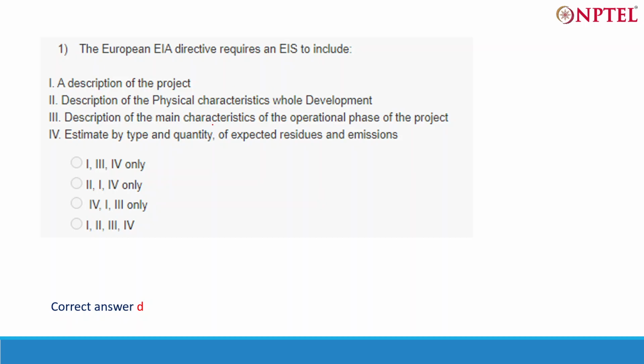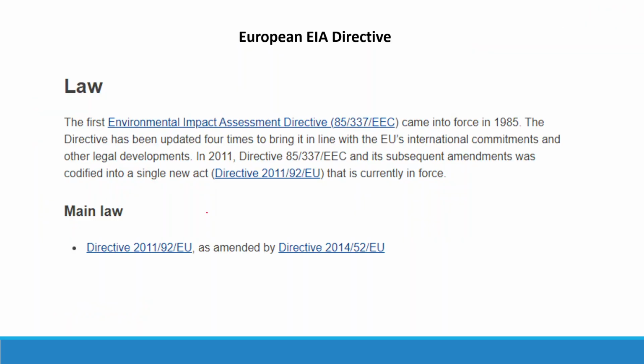The European EIA directive is a comprehensive directive for conducting an EIA. It includes a description of the project, a description of the physical characteristics of the whole development, a description of the main characteristics, and an estimation by type and quantity. So these are the correct answers: 1, 2, 3, and 4. Now we'll look at the European EIA directive and what it means.